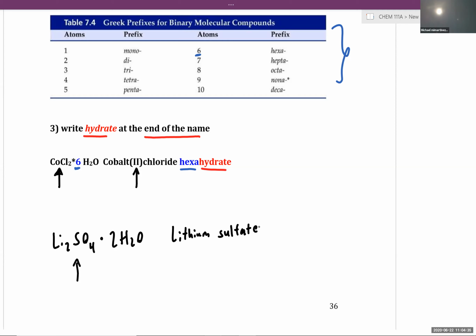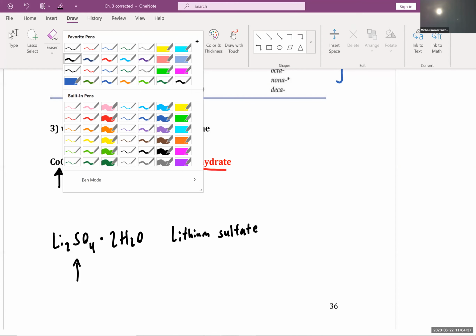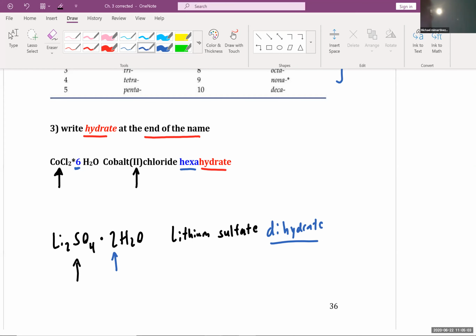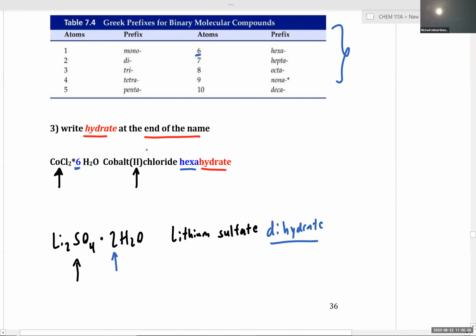And now for the new part. Since we're dealing with a hydrate, if we have 2 water molecules associated, what prefix do we use? What prefix do we use for 2 water molecules? Di. Yep, exactly right. So this would be called lithium sulfate dihydrate. This last part is the only thing that's new about naming hydrates. The only unfortunate part is you have to be really comfortable naming ionic compounds to name hydrates.